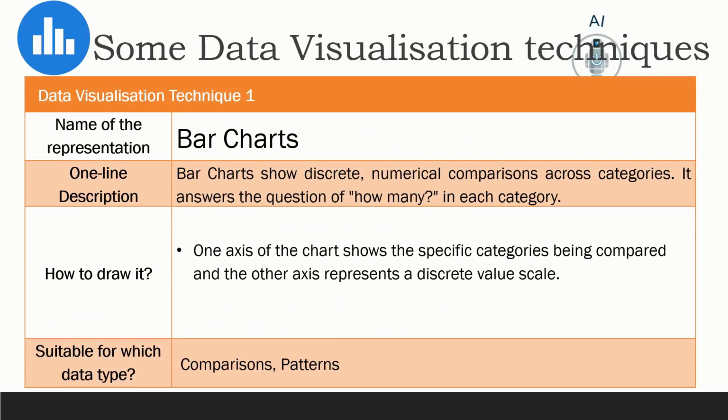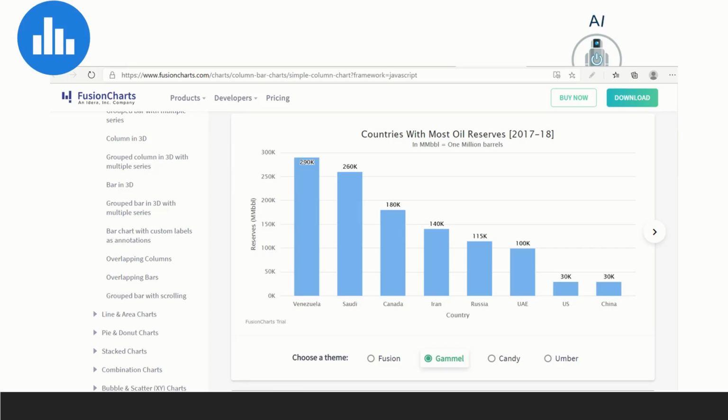The first data visualization chart is the bar chart. Bar chart shows discrete numerical comparisons across categories. It answers the question of how many in each category. We draw it by specifying the categories on one axis and discrete values in the other axis. This is suitable for comparisons and patterns.